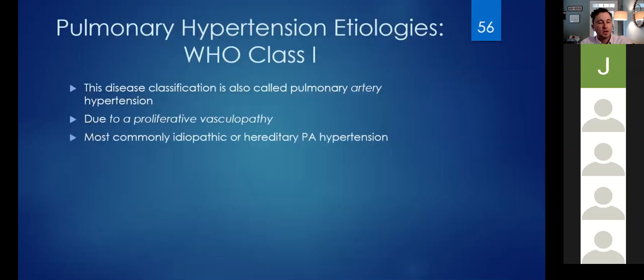Okay. So most commonly, class 1 is idiopathic or hereditary. So there are some identified genetic components to this, but a lot of times it just happens for no good reason. The classic phenotype of this type of pulmonary hypertension is a young female, otherwise healthy female, who has a family history of pulmonary hypertension.